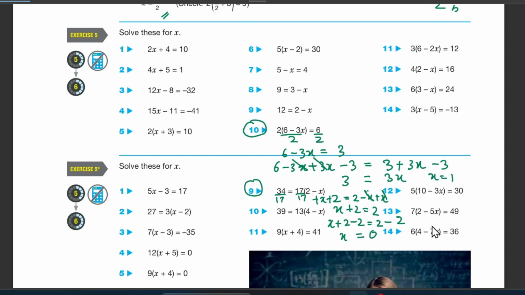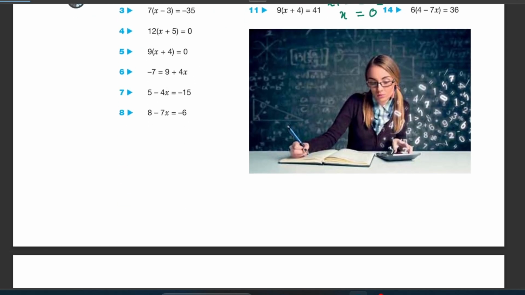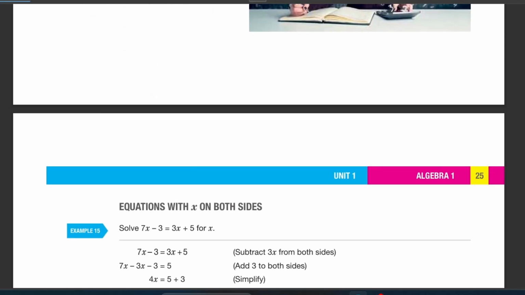Similarly, you can try all these questions. In the first one also, I'll do this one also. So you can see that there's also two things to do. But now what is the first thing to do? Getting rid of this minus 3. Okay. So I add 3 to both sides. So now I get 5x equals 20. x equals 4. Okay. I hope you got the idea.